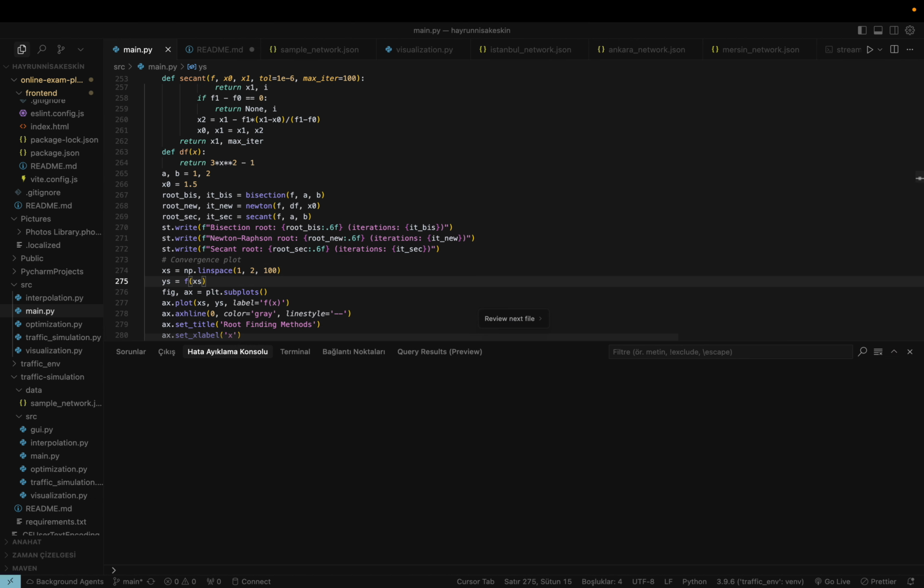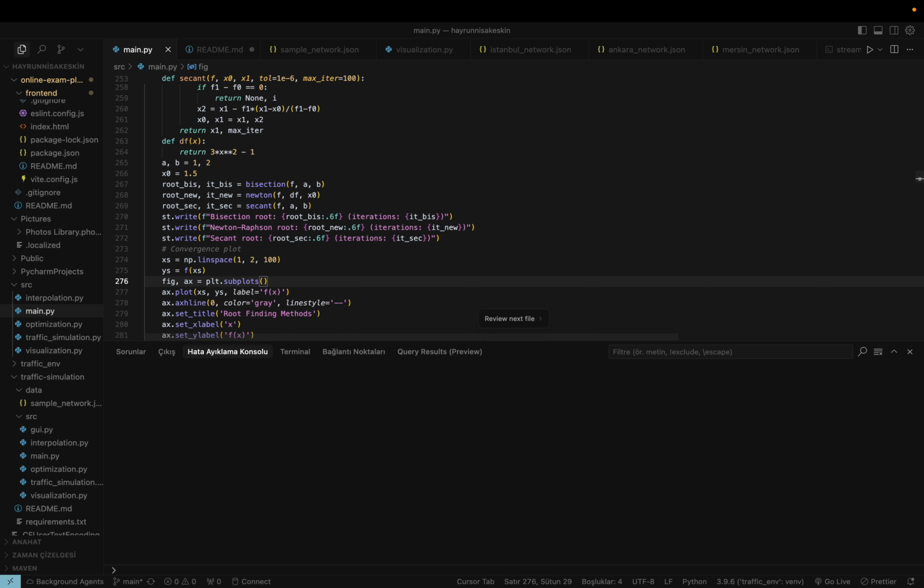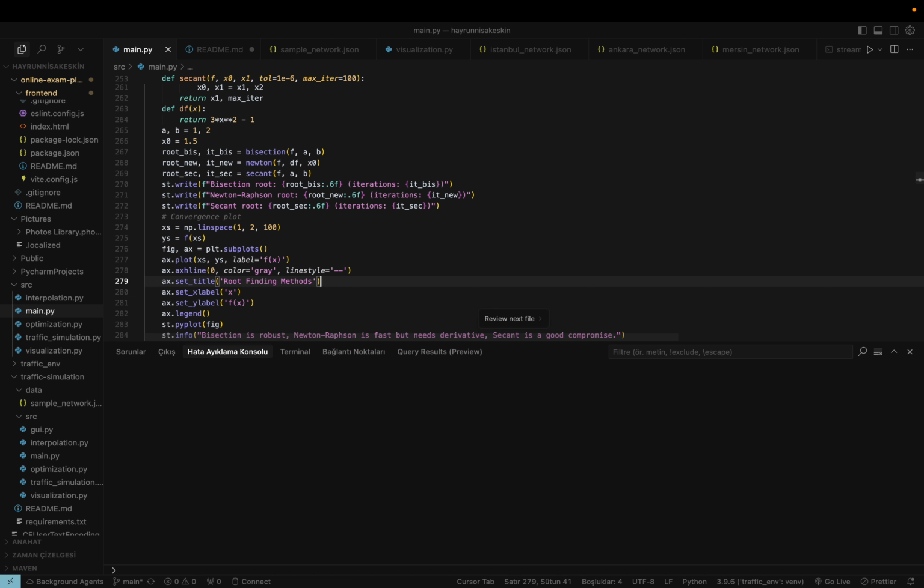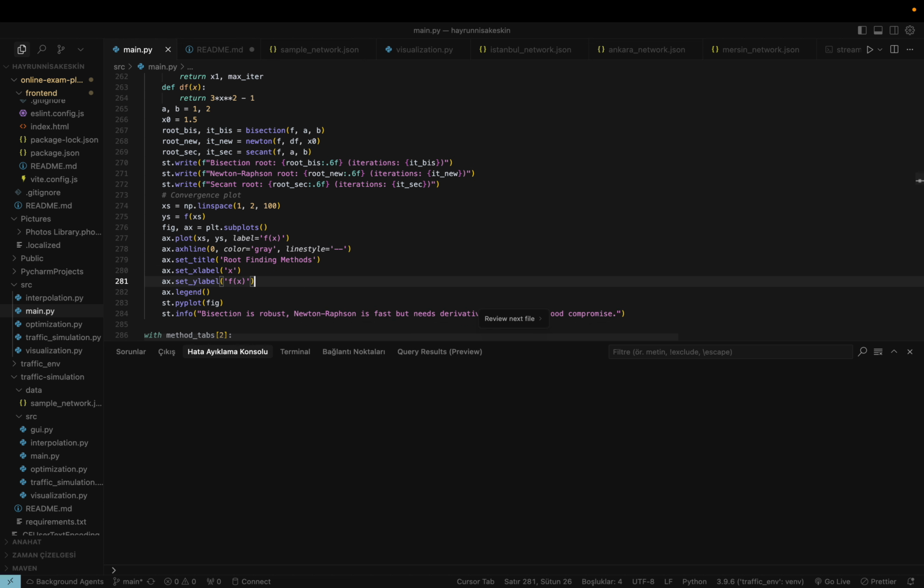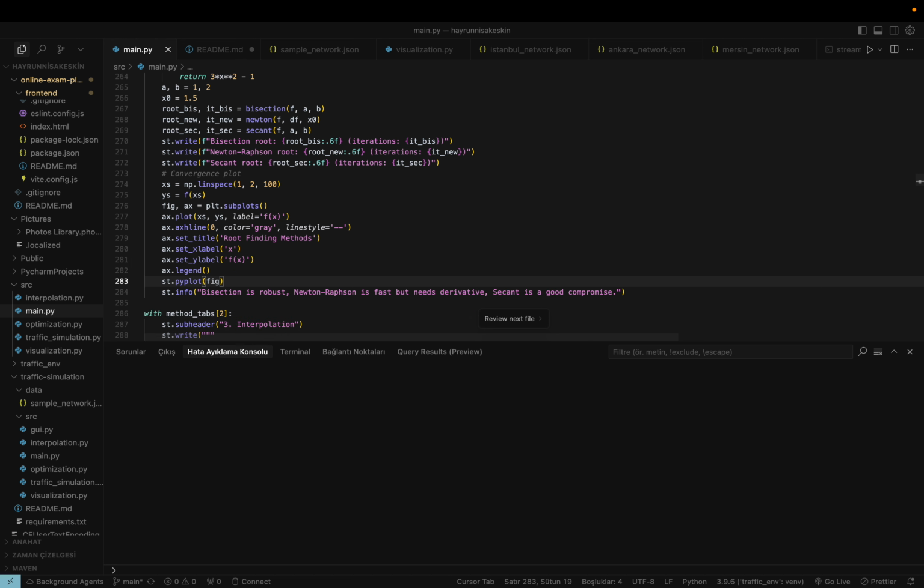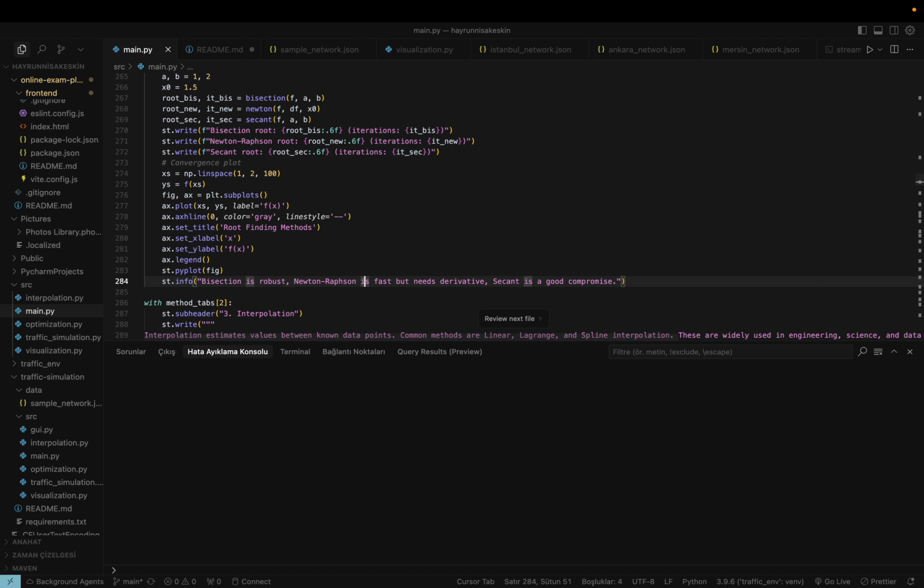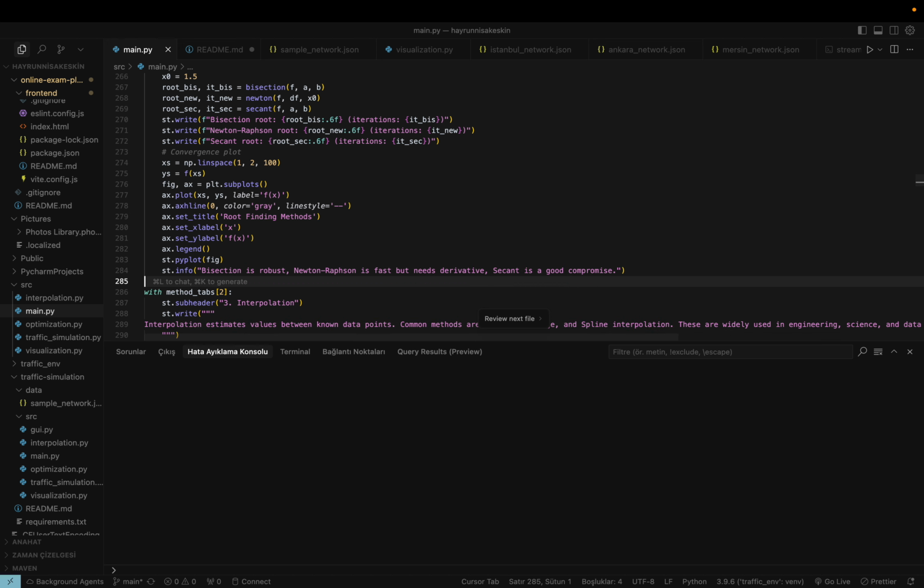Yes, we'll continue. Plots and the axes titled, set title and set x label, set y label, legend, pyplot. Info section: bisection is robust and Newton-Raphson is fast but needs a derivative. Secant is a good compromise.